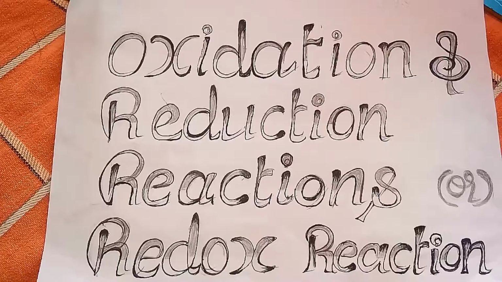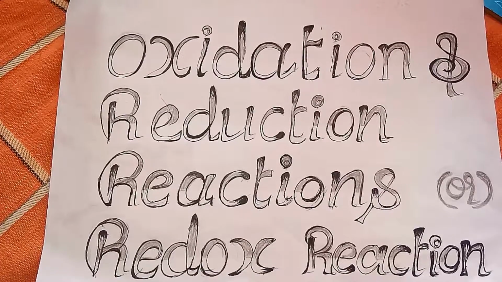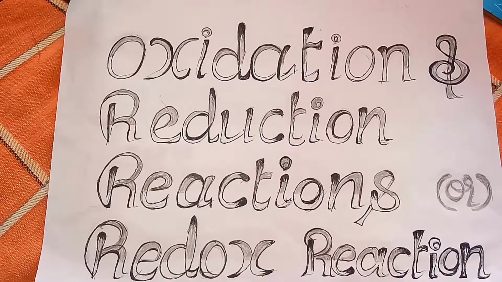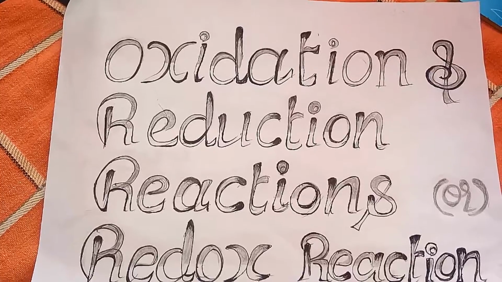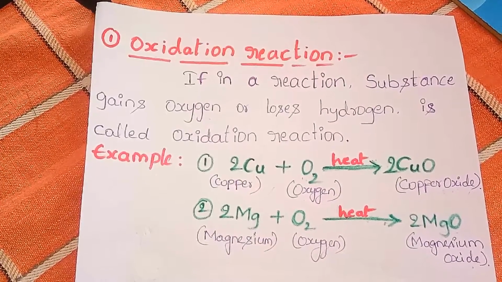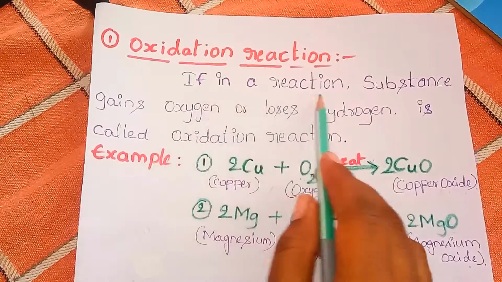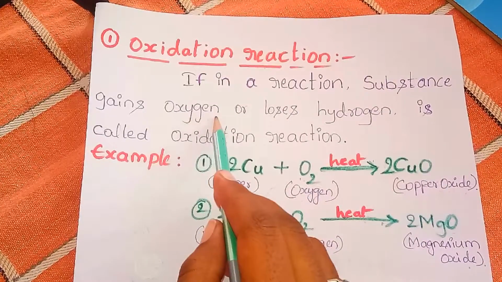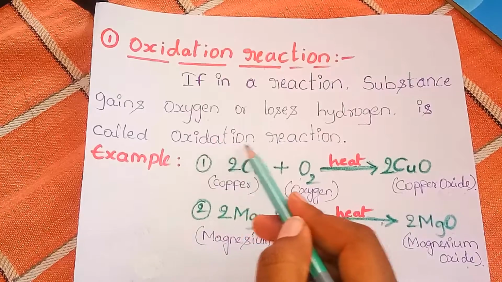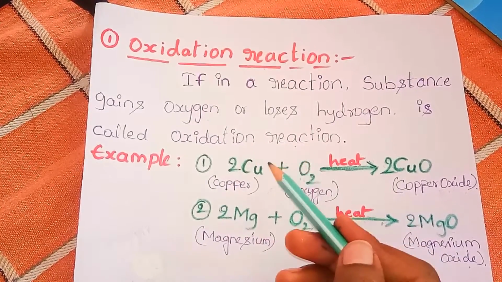In this video, we are going to discuss simple reactions called oxidation and reduction reactions, or redox reactions. Now, first we will see the definition of oxidation reaction. If in a reaction, a substance gains oxygen or loses hydrogen, it is called an oxidation reaction. It is a very simple reaction.